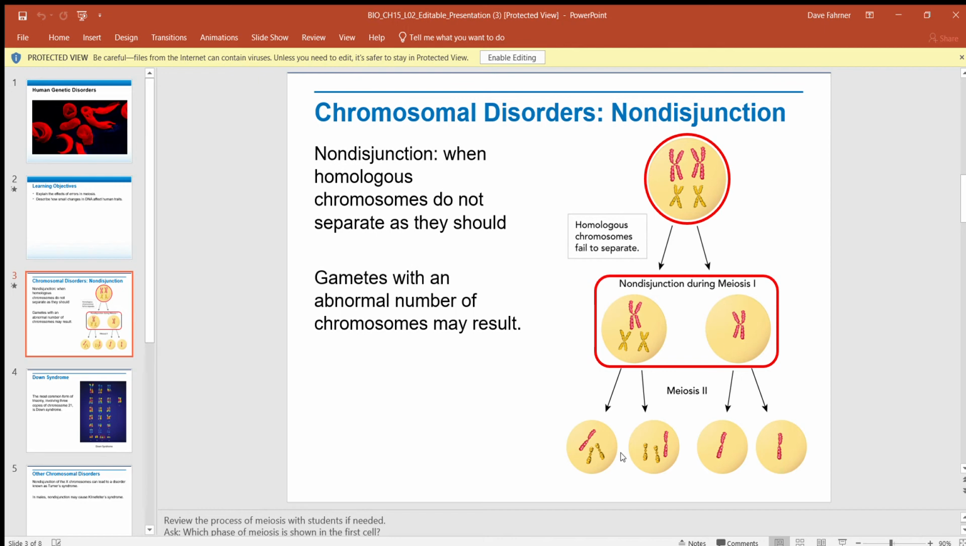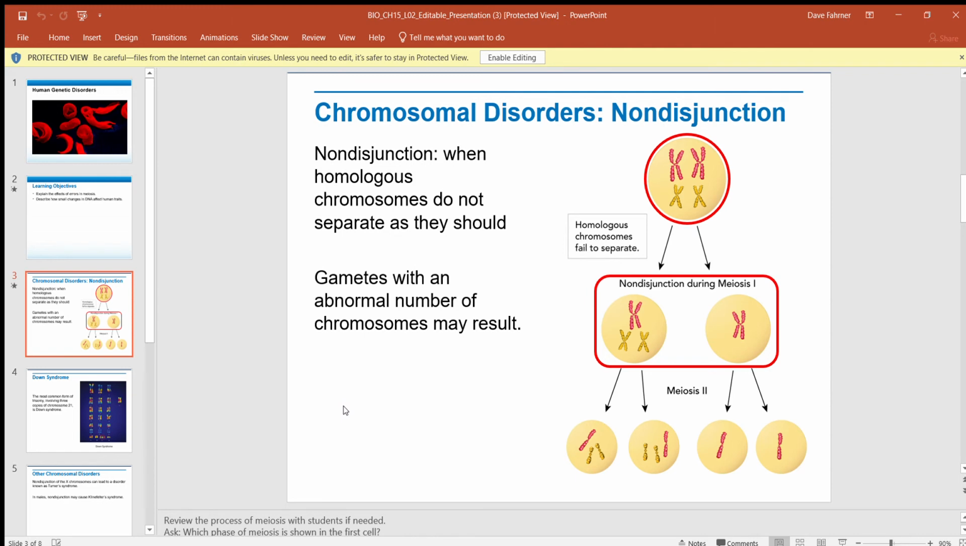And I will say also, this type of mistake typically occurs more often in the egg cell, and it more often occurs in folks that are of reproductive age but are a little bit older in reproductive age. It can happen in the sperm cell. It doesn't happen as often in the sperm cell as it does statistically in the egg cell, but it can happen in both.